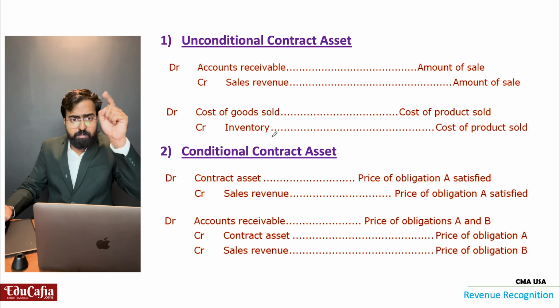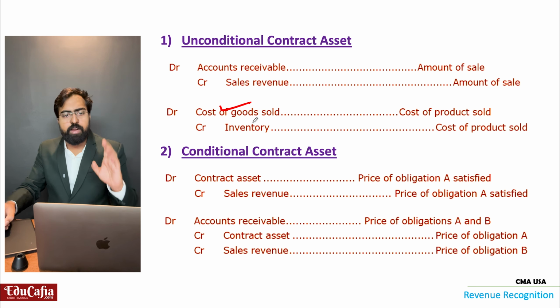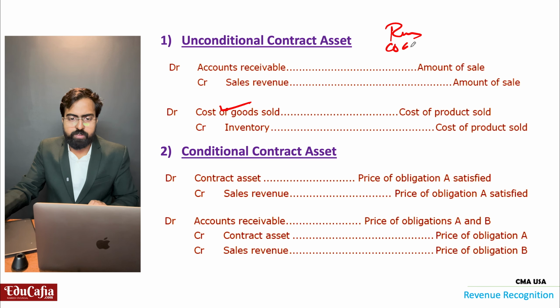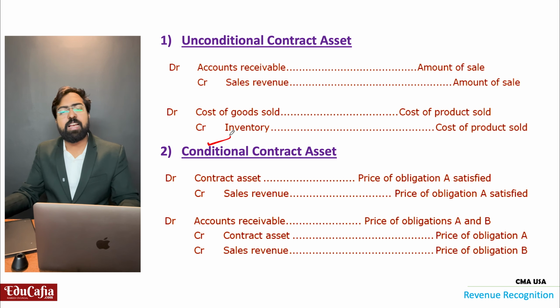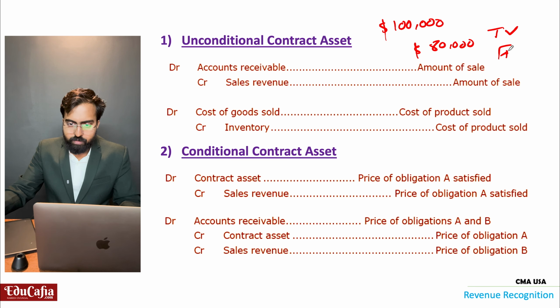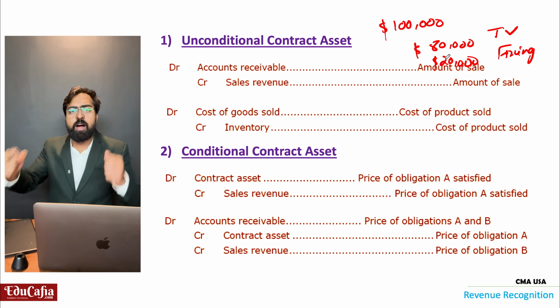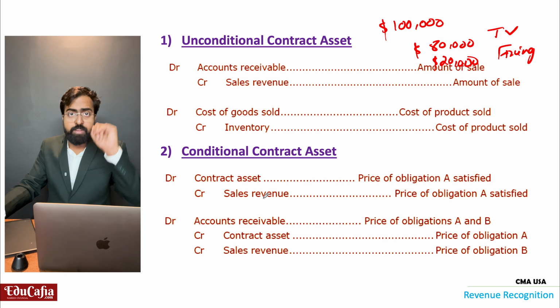Then at the same time, whatever inventory I am giving will be reduced and it will be increased in the cost of goods sold. I sold, right? So under the revenue, I have to show COGS, and in that COGS this inventory will come. But if it is a conditional contract asset, in this 1 lakh, 80,000 is for the TV. And for fixing, 20,000, because for fixing, the fixing rod is required, labor charge is required, freight charge is required. This much is there, that is 20,000.